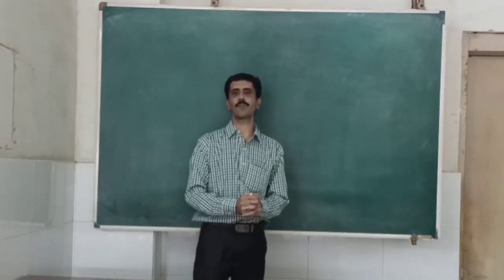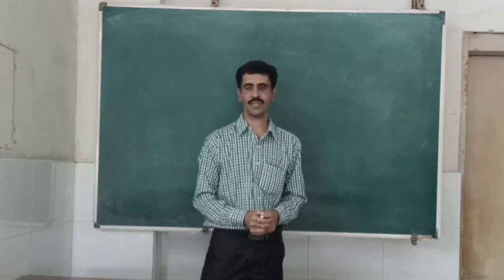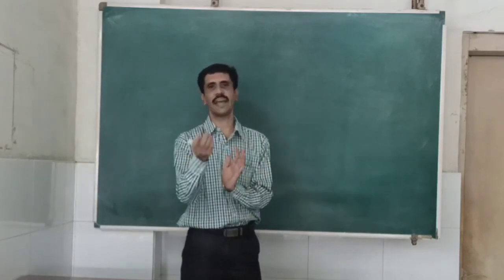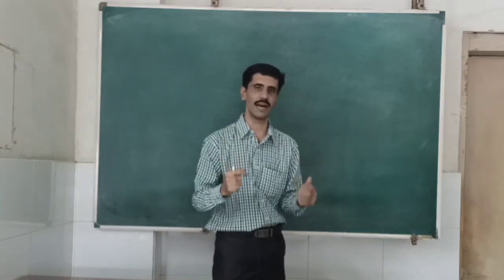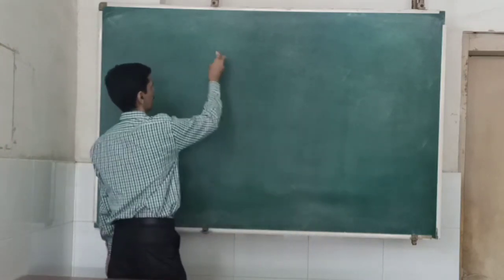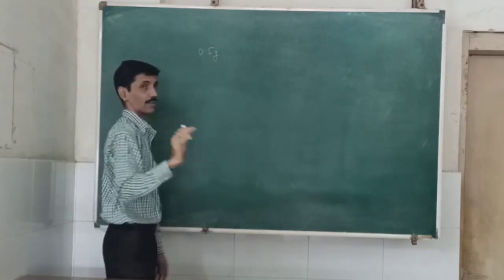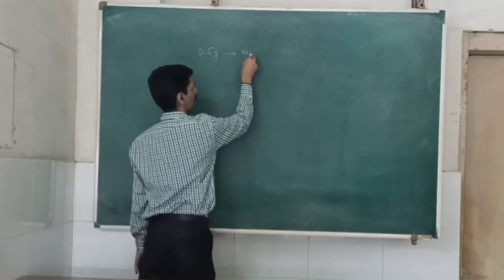Yes, my dear friends, now we proceed to the next step, and that is estimation. Once we have standardized NaOH, we now go into the estimation part. The steps involved are, step number 1, we are going to take 0.5 grams, the exact weight of that, please keep this in mind, 0.5 grams of aspirin.